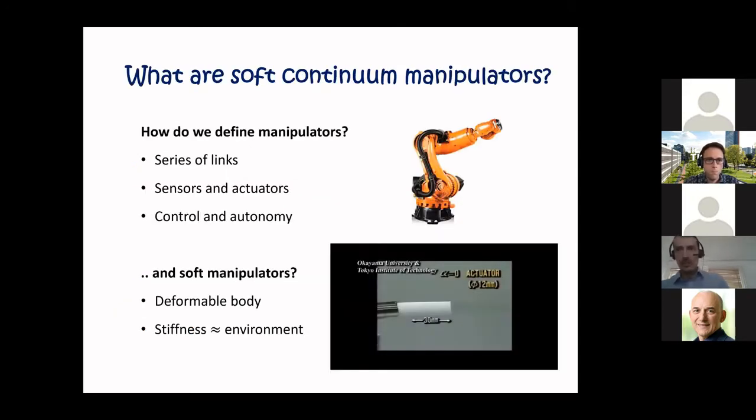So this talk is about soft continuum manipulators, which is a subset of all soft robots. And here I intend structures that are typically serial in nature, that have some intrinsic deformability and a stiffness comparable to that of the environment. Here we see a video from the early 90s in Japan.